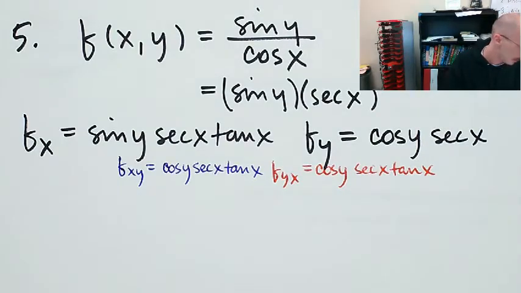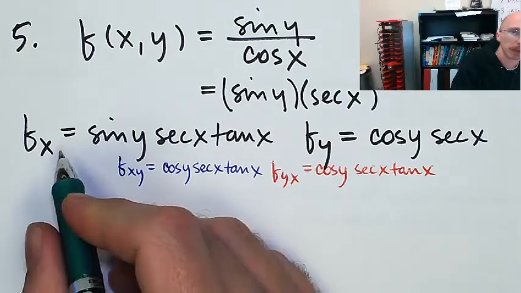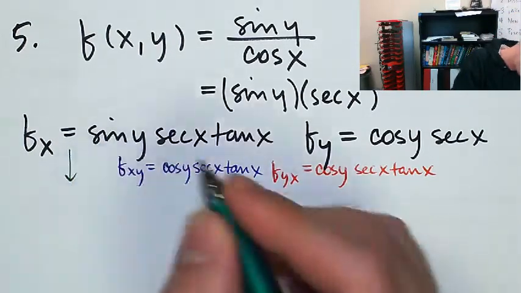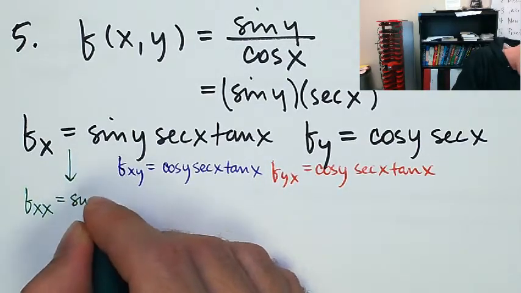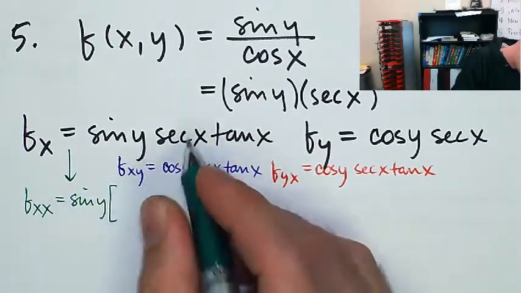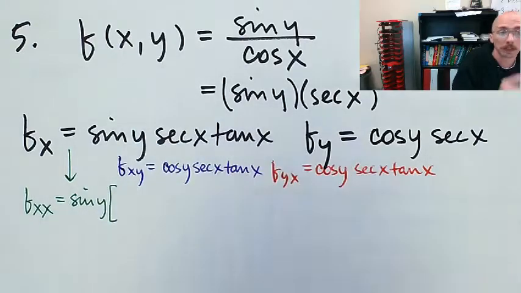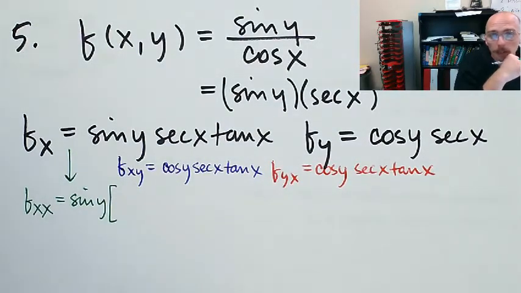Okay. To get the second partial of f with respect to x both times, I'm going to say fxx is going to be, I'm going to factor out the constant, and then I'm going to take the derivative of secant x tangent x with respect to x. So I'm going to observe the product rule.